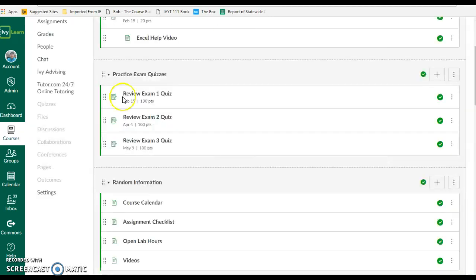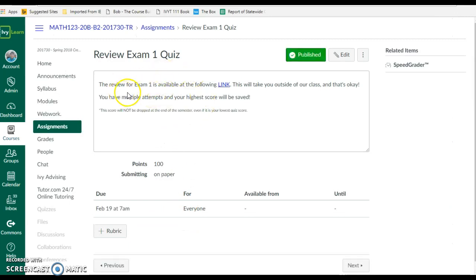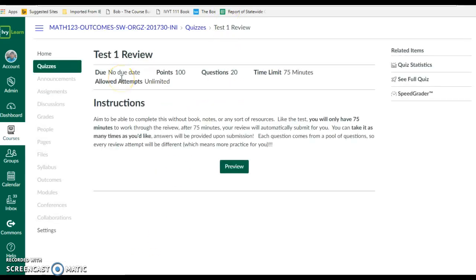Okay, so when you click into this, it's going to ask you for the review. You want to click this link. When you click this link, it's going to take you into this page. Now this one says there are no due dates because everybody in the state is going to see this page. There are 20 questions, it's worth 100 points, and you have a 75-minute time limit. But again, you can do this as many times as you want.